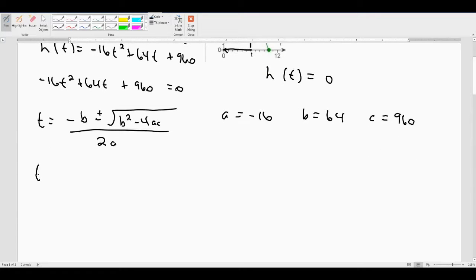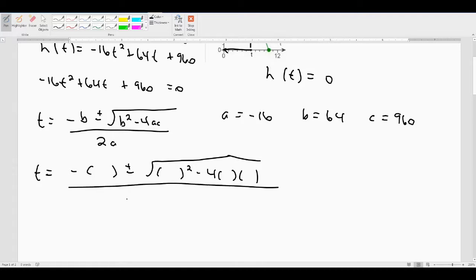So now when I do this, I rewrite the formula with empty parentheses. And then I throw in the numbers. B is 64. A is negative 16. And C is 960. That's terrible.